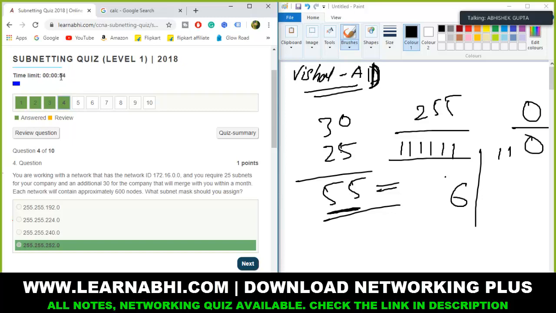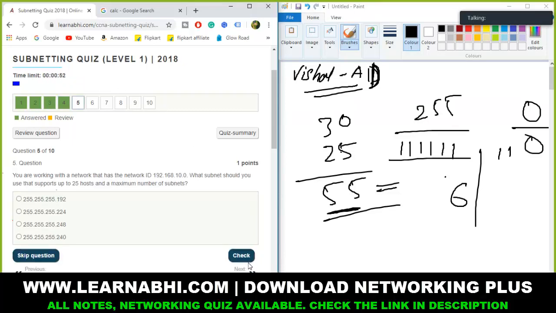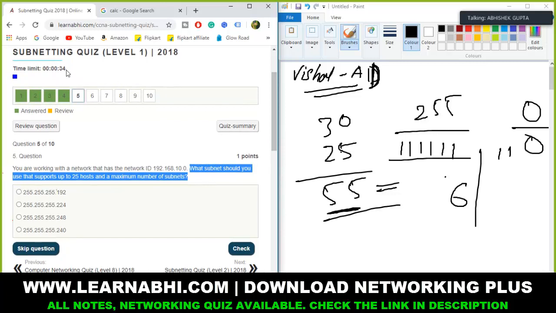See, the time is going to end. See, only 55 seconds left. Click on next. Only 50 seconds are there. Tell me, you are working with a network that has the network ID 192.168.10.0. What subnet should you use that supports up to 25 hosts and a maximum number of subnets? Tell me. Only 35 seconds left. Tell the correct answer. Fifteen seconds left.